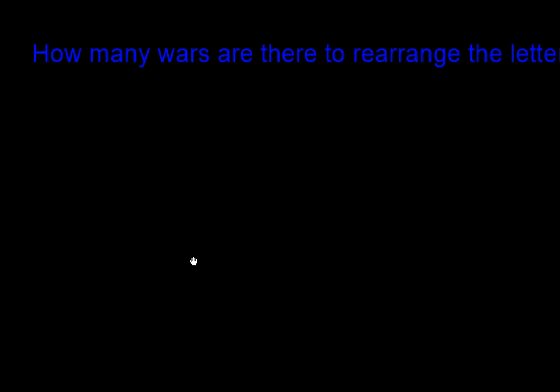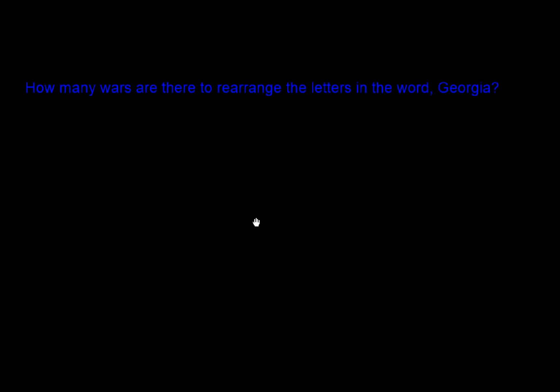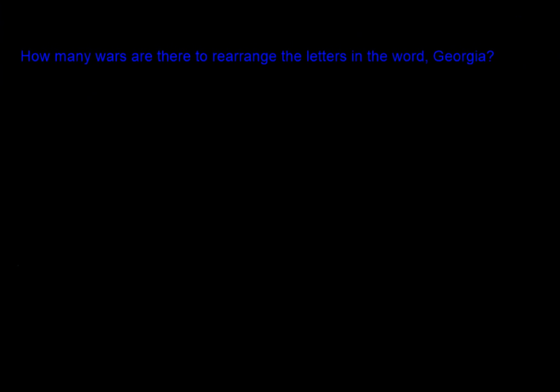And here, zoom in. How many ways are there to rearrange the letters in the word Georgia? Okay, so let me change the color. Okay, how many ways are there to rearrange the letters in the word Georgia? So we'll do the same thing. We calculated the total number: 1, 2, 3, 4, 5, 6, 7. 7 factorial.